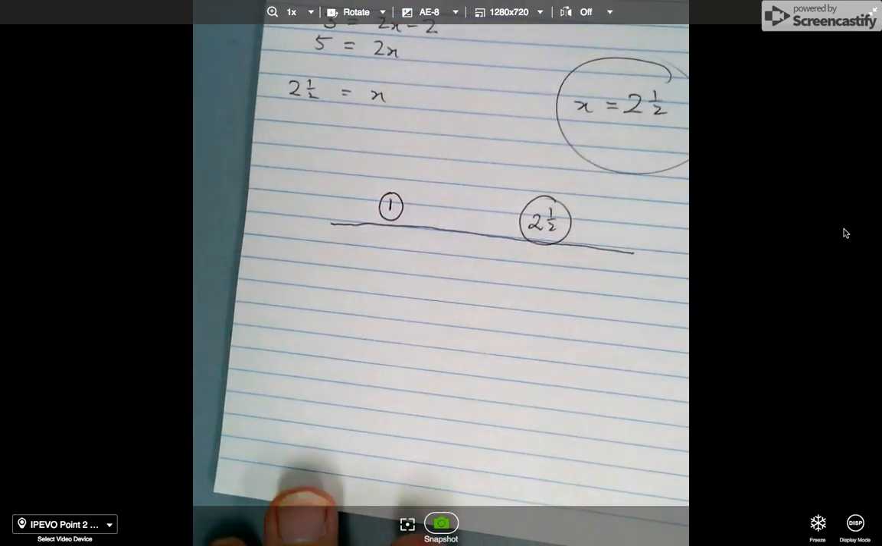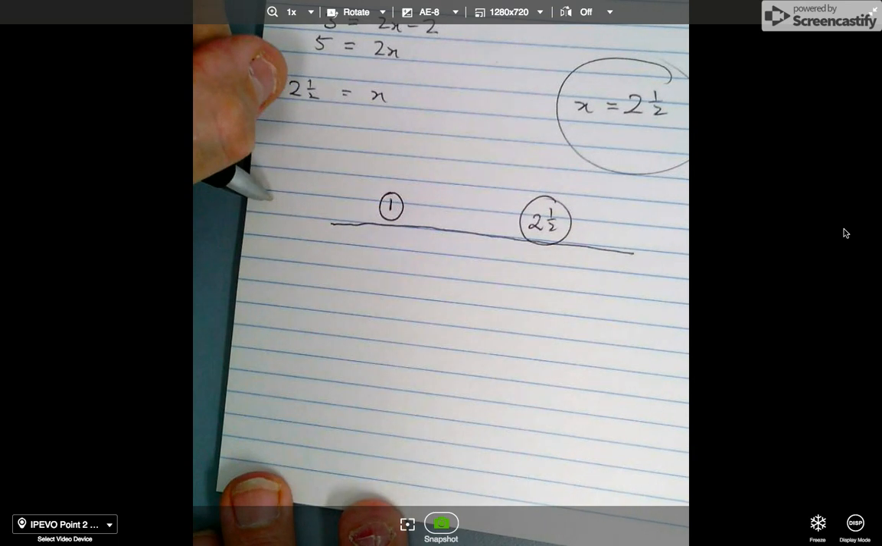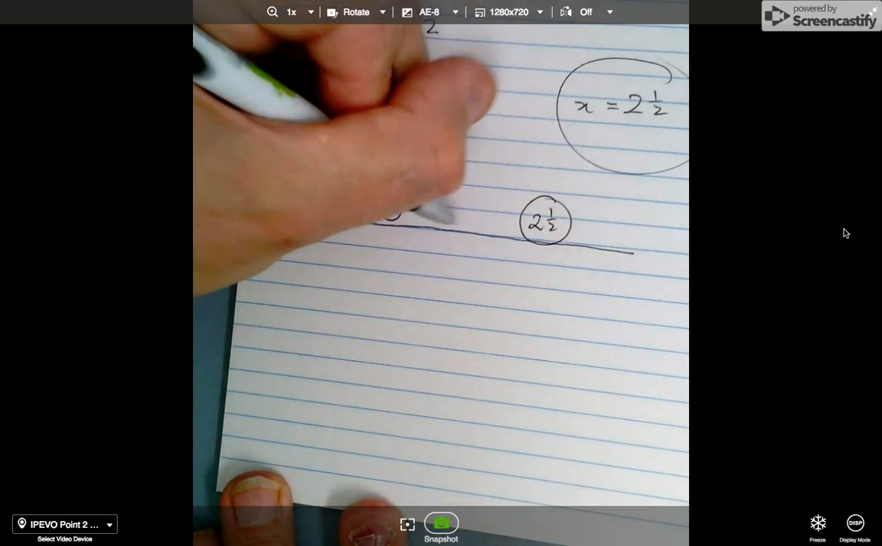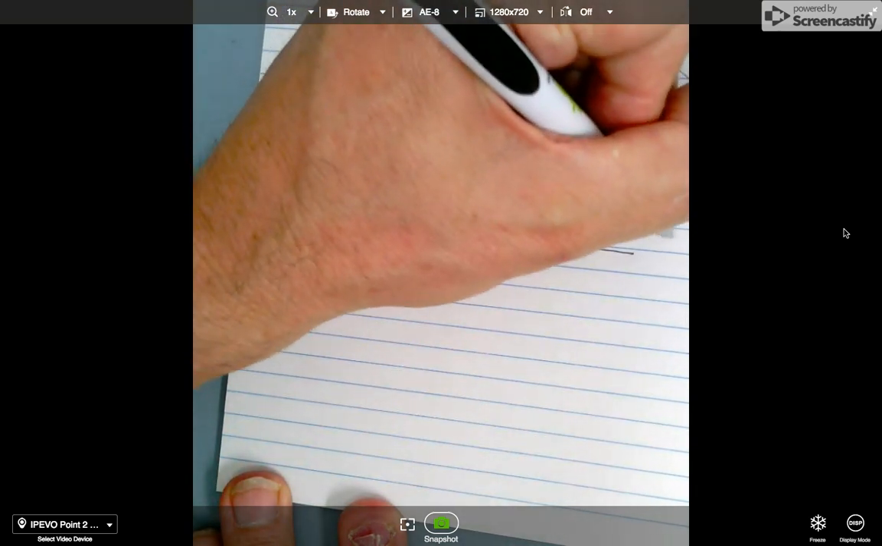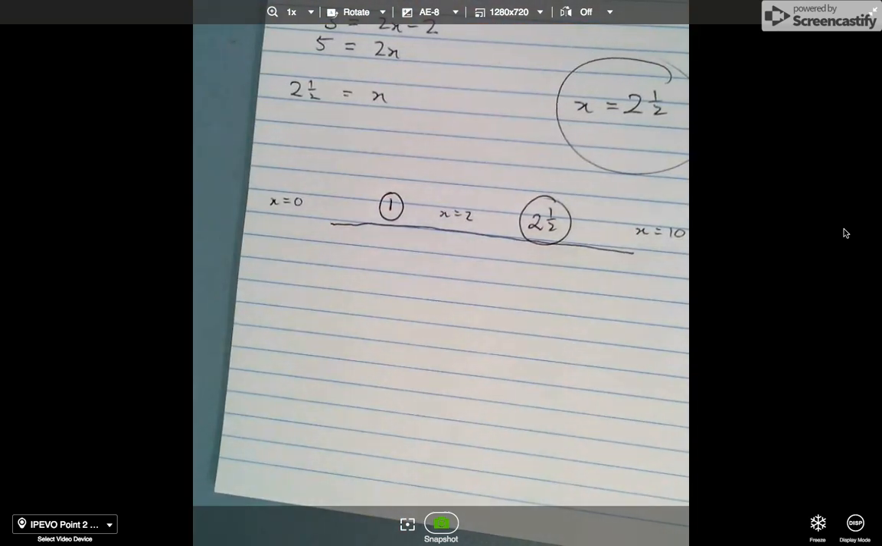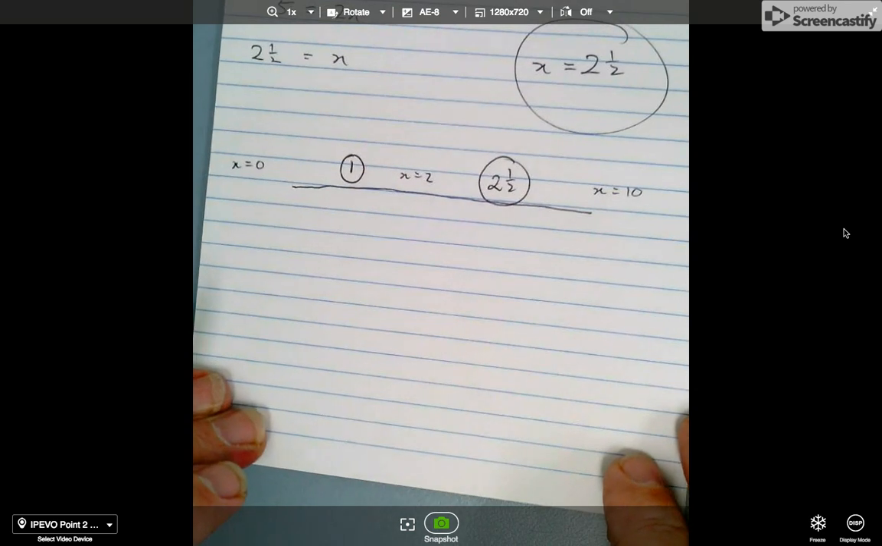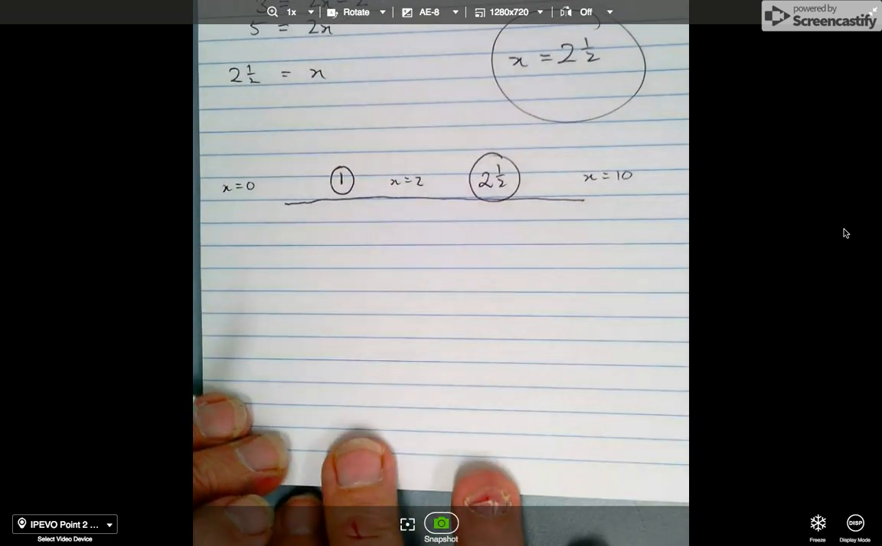And I'm just going to test. Here I'm going to test x equals 0. Here I'm going to test x equals 2. And here I'm going to test x equals 10. Okay, so I'm picking numbers in those little regions that are nice, simple numbers.